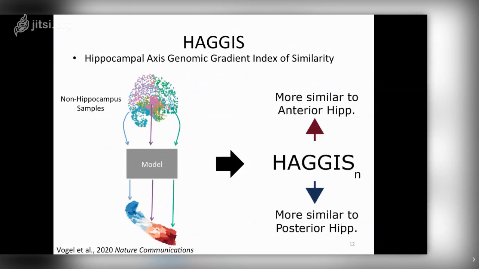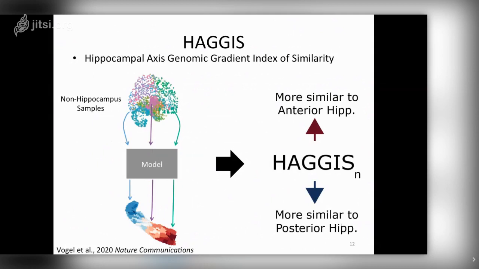So next, we were interested in how this gene expression gradient might influence relationships between the hippocampus and the rest of the brain. So we took non-hippocampus samples and we fed them to our model. We basically asked, I know you're not in the hippocampus, but if you were, based on your gene expression pattern, where along the longitudinal axis would you fall?